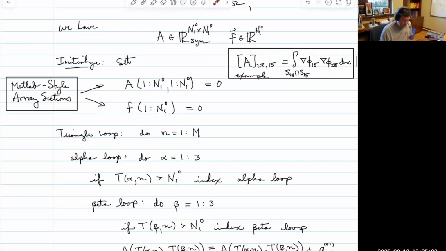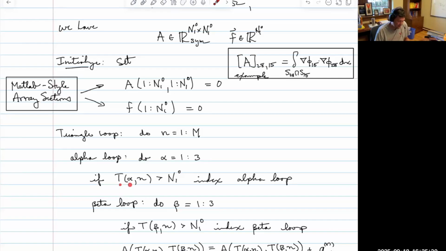The outer loop for our algorithm is going to be the triangle loop. We're going to loop over all the triangles, and our triangle index here is n. We go from 1 up to capital M, that's the number of triangles that we have. And then we're going to loop over what are called the local degrees of freedom. Alpha goes from 1 to 3, there are 3 degrees of freedom for alpha, and there are 3 degrees of freedom for beta.